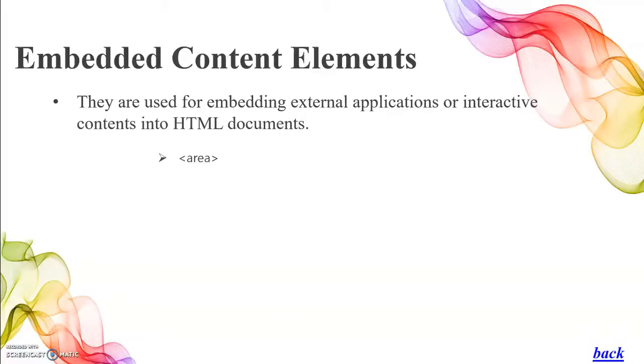Area element. It defines a specific area within an image map. Audio element. It embeds a sound or an audio stream in an HTML document. Embed element. It embeds external application, typically multimedia content like audio or video, into an HTML document. Figcaption. It defines a caption or legend for a figure.